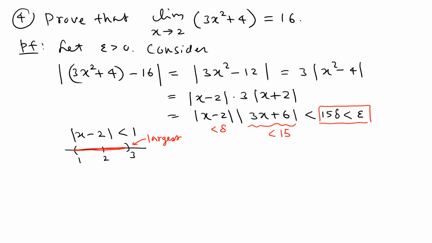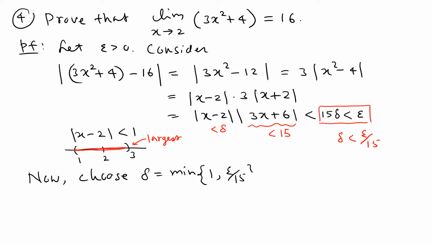So now we can write the rest of the argument. Now choose a delta which is the minimum of 1 and epsilon over 15. When you simplify for delta, you get delta less than epsilon over 15. So you can pick this or any smaller value. That works.